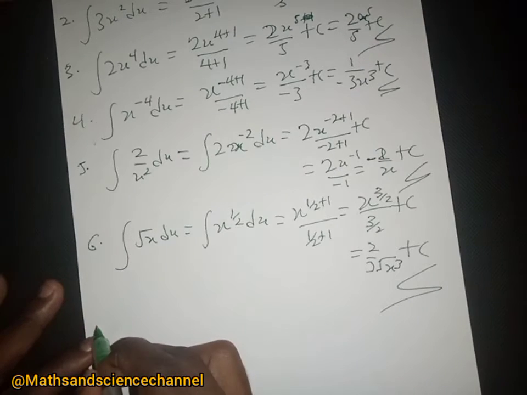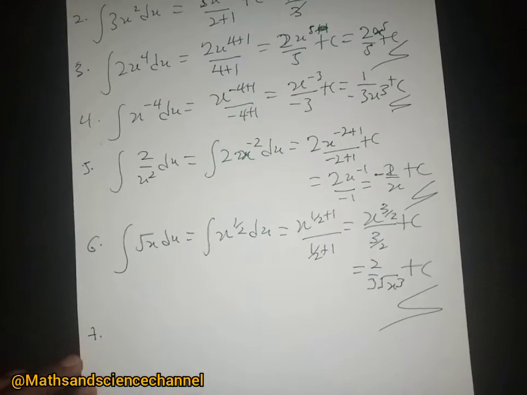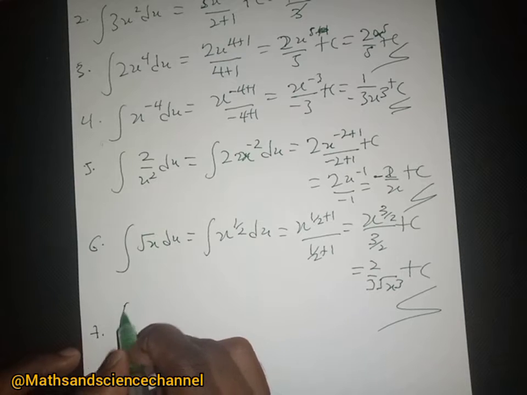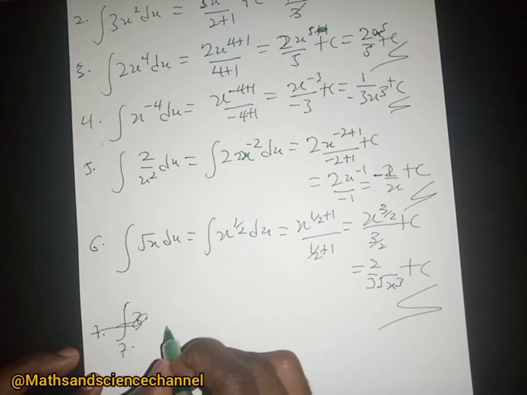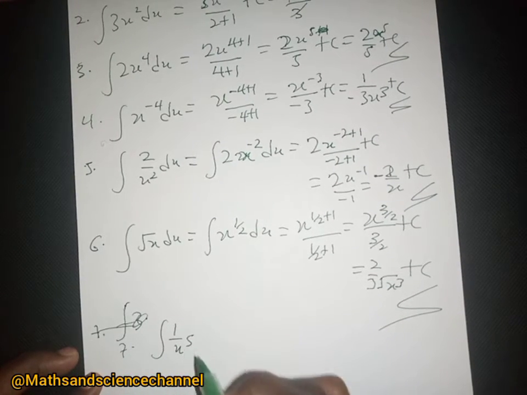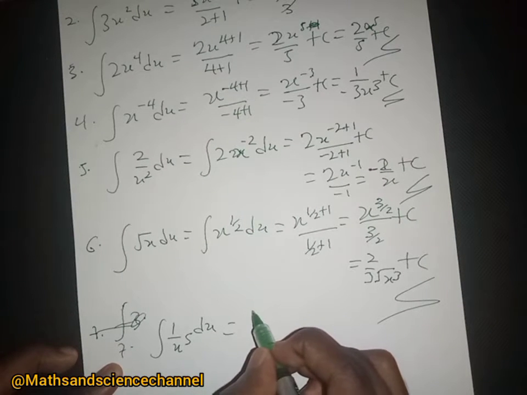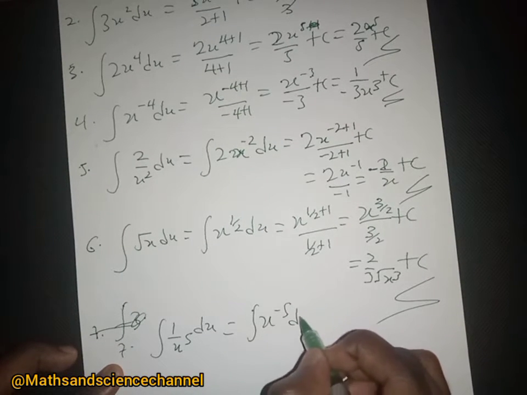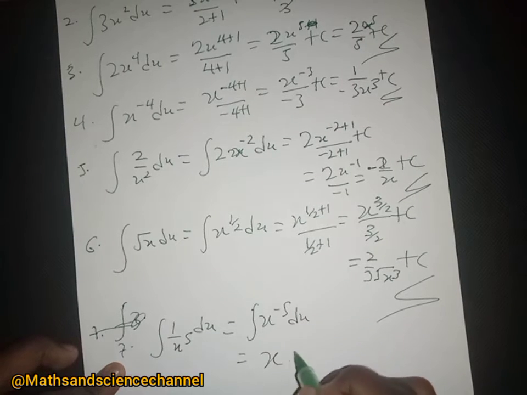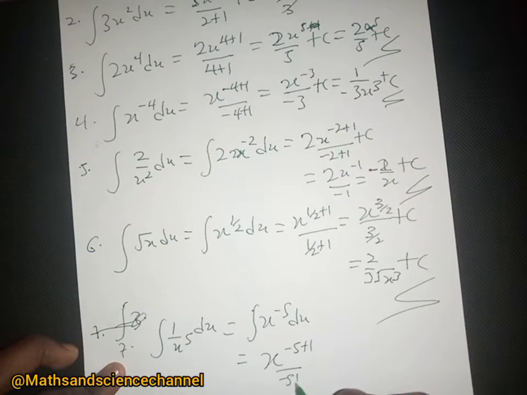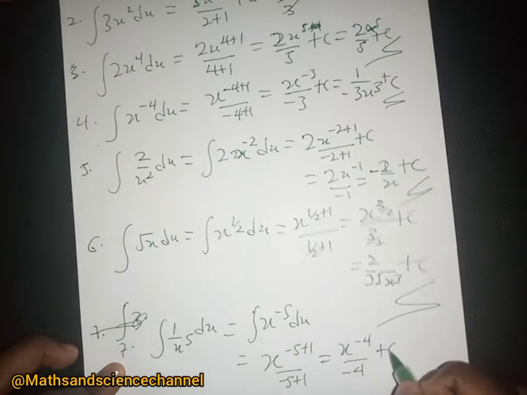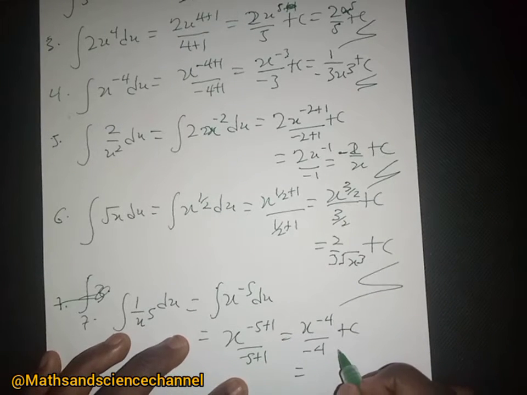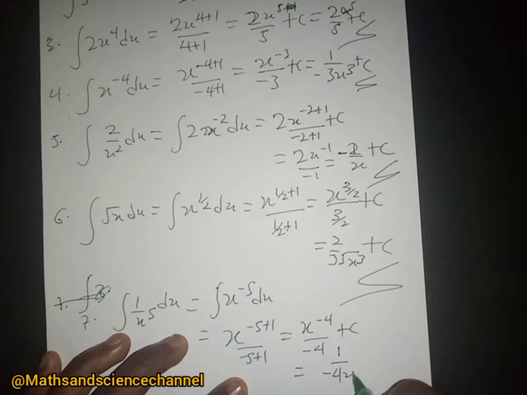Okay, so let's have another one here. Let's do the integral of 1 over x to the power 5 dx. This will be equal to x to the power negative 5 dx, and integrating this, we just have negative 5 plus 1 divided by negative 5 plus 1, and we have x to the power negative 4 divided by negative 4, then we have plus c here, and this will be equal to just 1 over negative 4 x to the power 4 plus c, right?